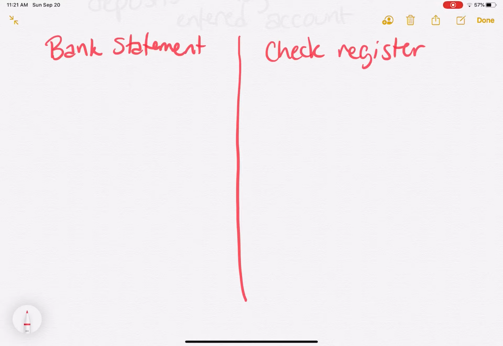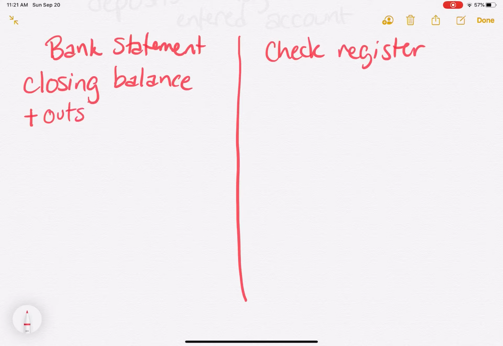Okay, so for our bank statements, we're going to start with a closing balance. This is the amount of money that was in our account last month, or the last time that the bank calculated it all for us. Okay, so once we have our closing balance, we are going to add in any outstanding deposits and we are going to subtract any outstanding checks.